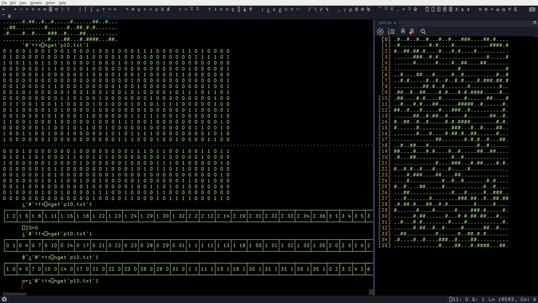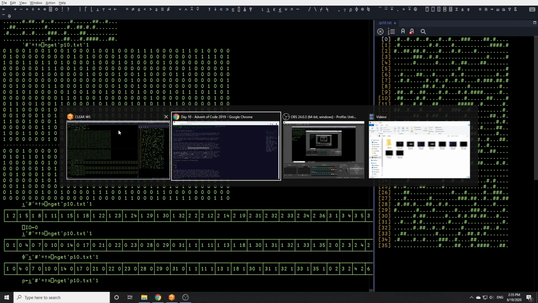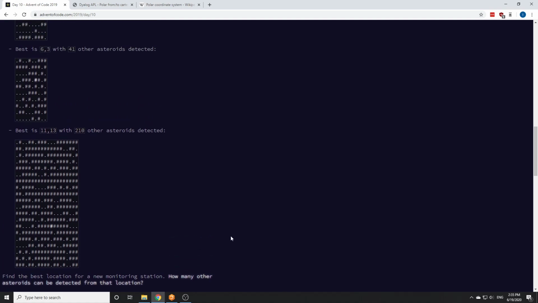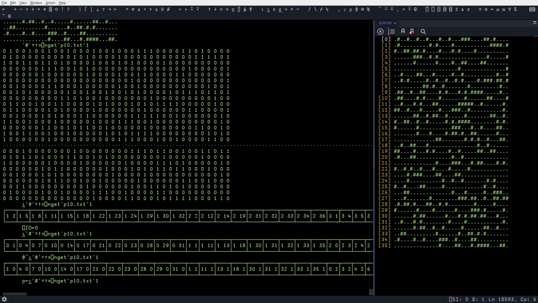Okay, great. So the question asks us to find the number of asteroids that are visible from a particular location. So the first thing that we want to do, I think, is get the relative coordinates for each asteroid. Given our first asteroid here at 1, 0, what are the relative coordinates of all the other asteroids? And same for 4, 0, 7, 0, etc.